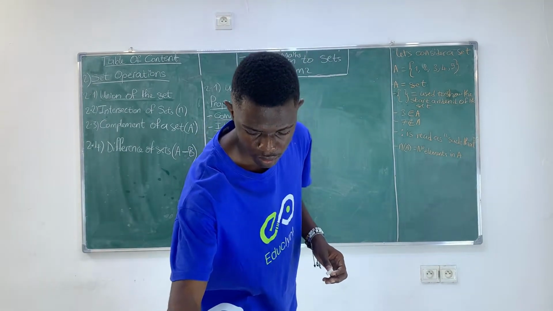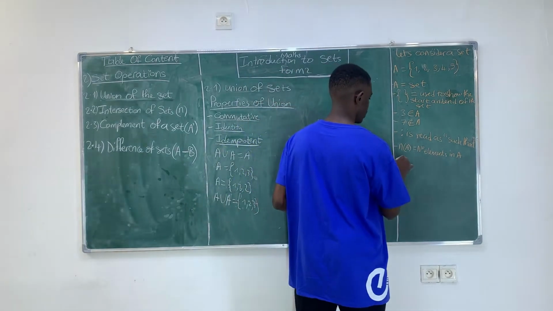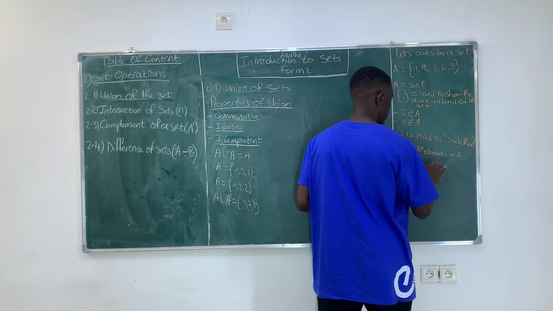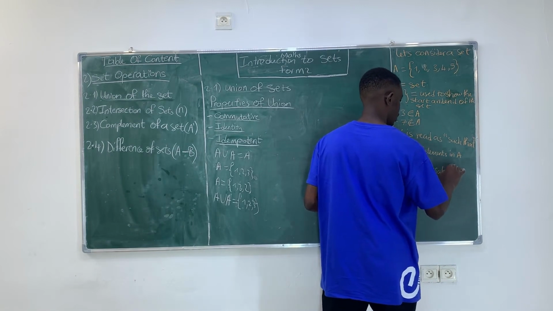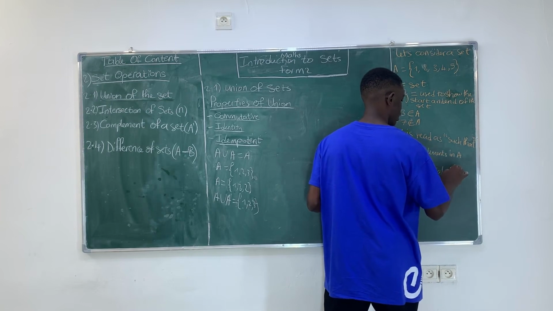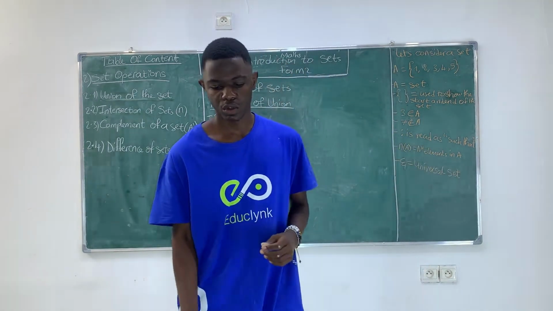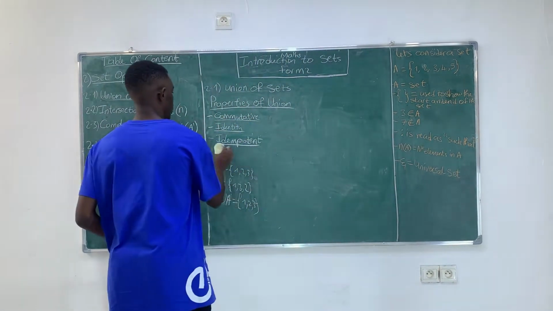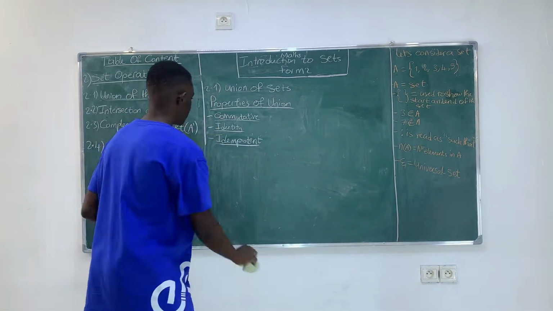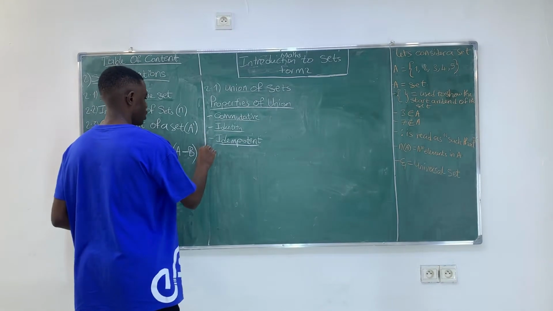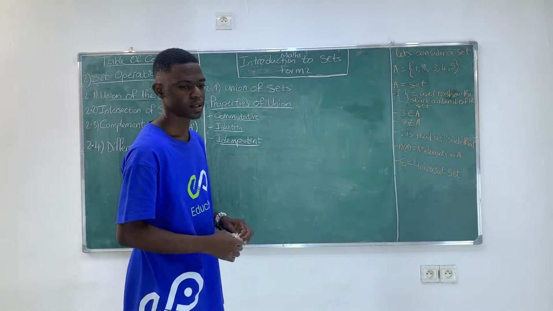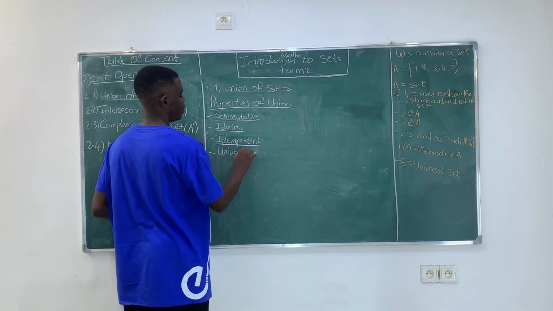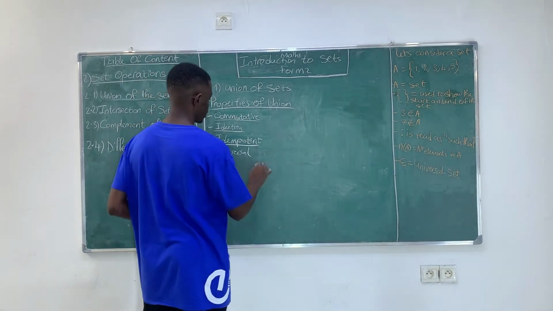Let me write something. This is equal to the universal set. This is the universal set. It's called the universal set. You should not forget it. So the fourth and last property of union is the universal set property.